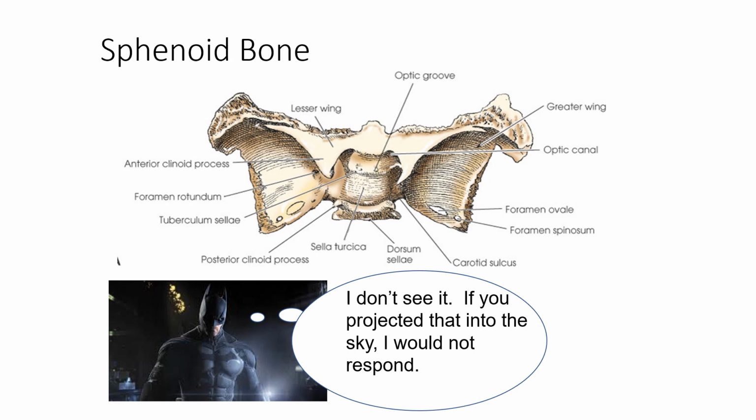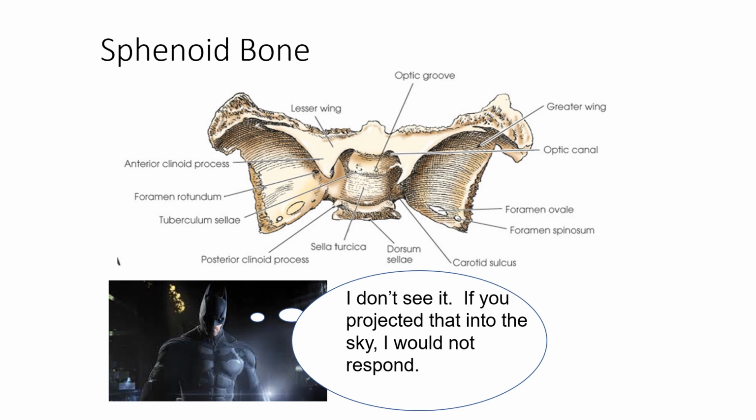That is the seat of the Turkish saddle. That's the sella turcica. And then the little prominence above that is the foramen rotundum. Underneath each anterior clinoid process, the tuberculum sellae is the bony prominence in front of the sella turcica, which forms the anterior portion. It would be where the saddle horn would be on a conventional saddle.